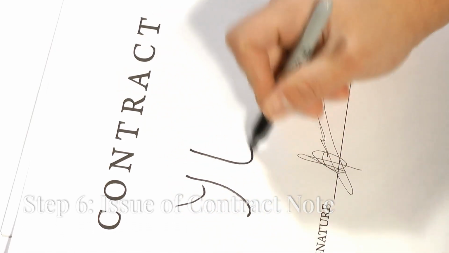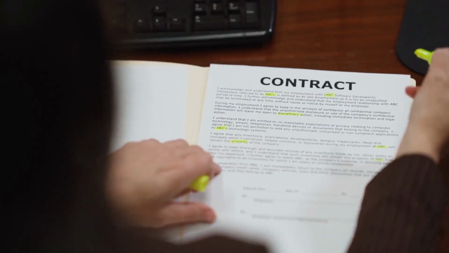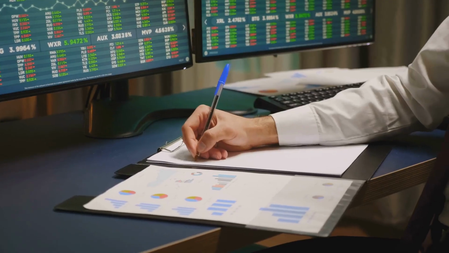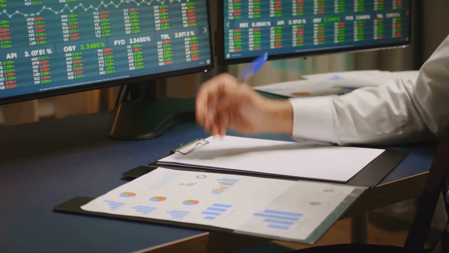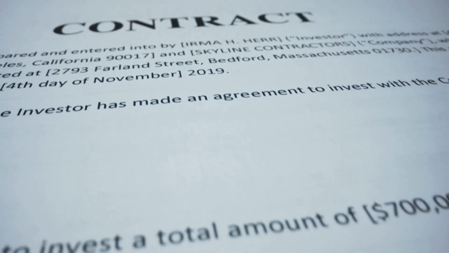Step 6. After the trade, the broker issues a contract note. This document is proof of the trade. It includes securities traded, price, date, time, and charges. Always verify for accuracy.